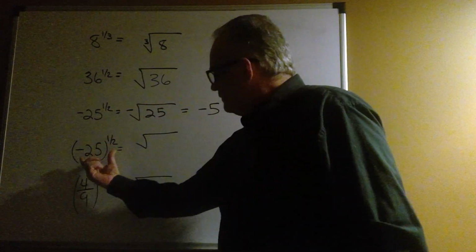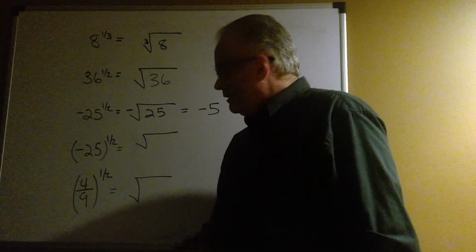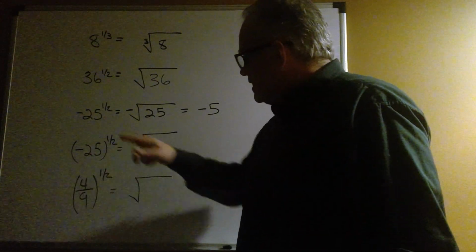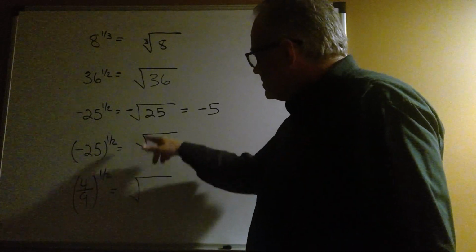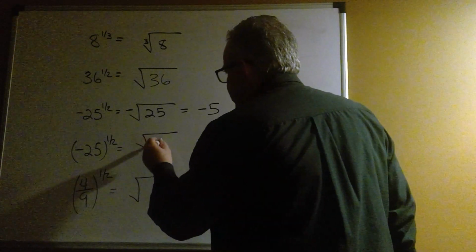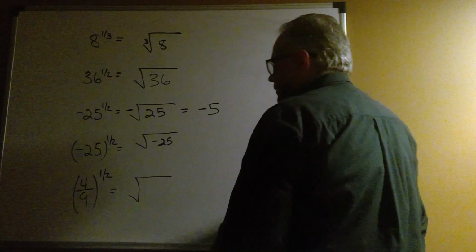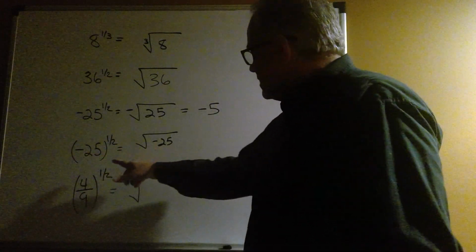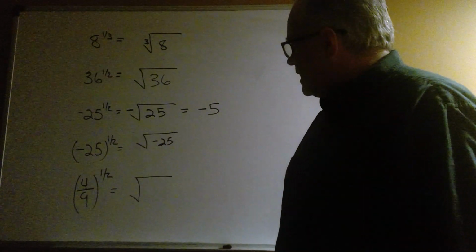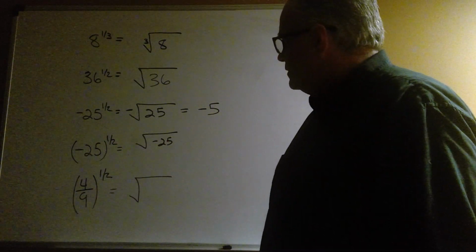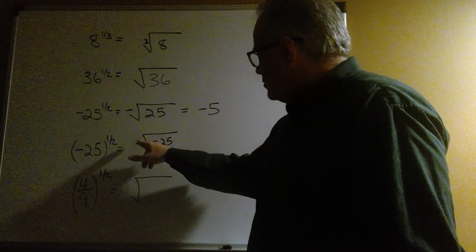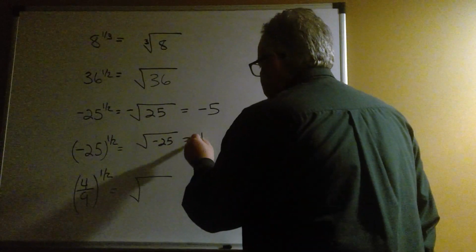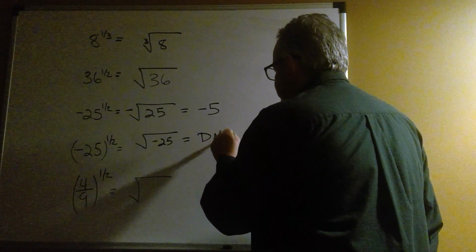Now notice here I have the use of parentheses. That's telling me that the base is negative 25. The index is 2, which means it's the square root of negative 25. That's what this means when it's enclosed in parentheses. I've got to put that base underneath the radical as the radicand. And I know this is the square root because the denominator is 2. So this one does not exist.